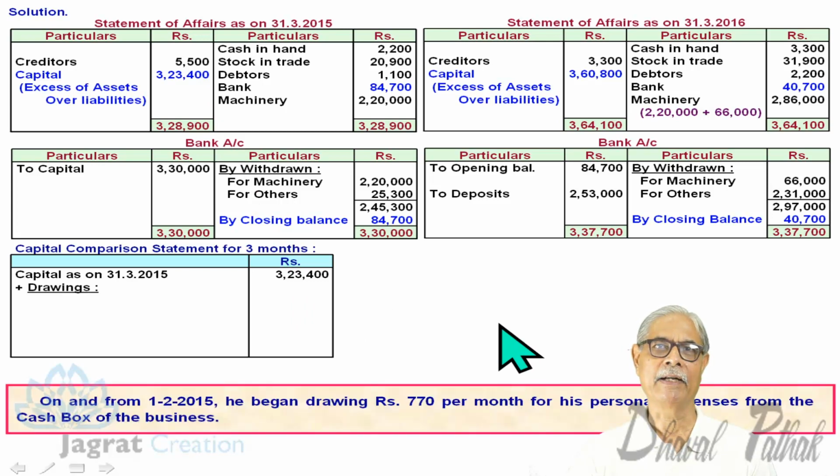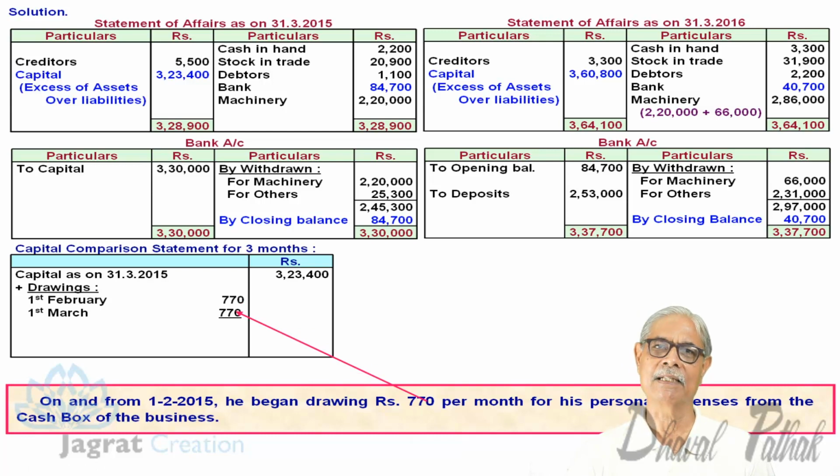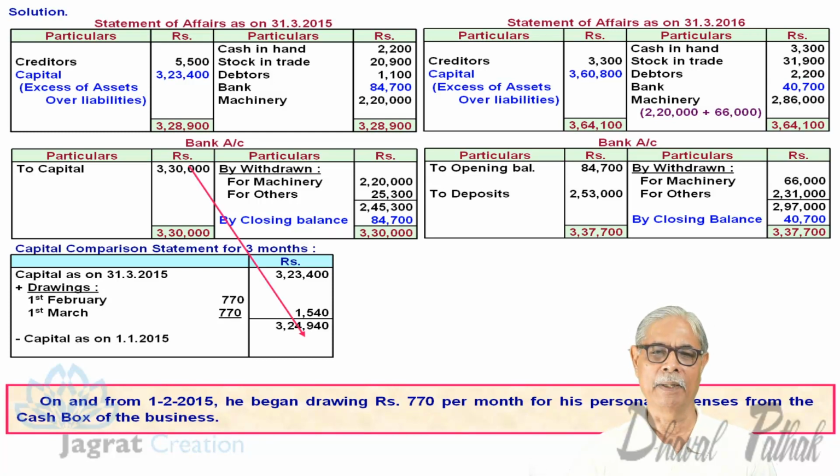Now let me find out the drawings. On 1/2/2015, he began drawing 770 per month for his personal expenses from the cash box of the business. So on 1st of February, he has withdrawn 770. On 1st of March also, he has withdrawn 770. So total withdrawals are 770 plus 770, 1540. That is added to the closing capital. From that, I am required to deduct the opening capital and additional capital. There is no additional capital, so opening capital as on 1/1/2015 is deducted. So there is a loss in the first 3 months, which works out to be 5,060.